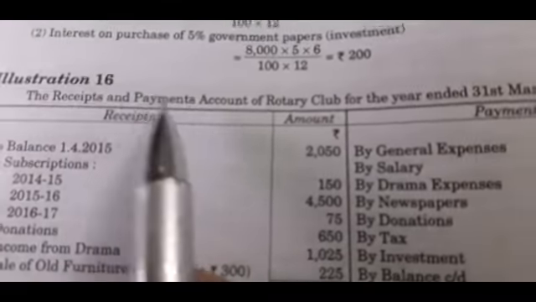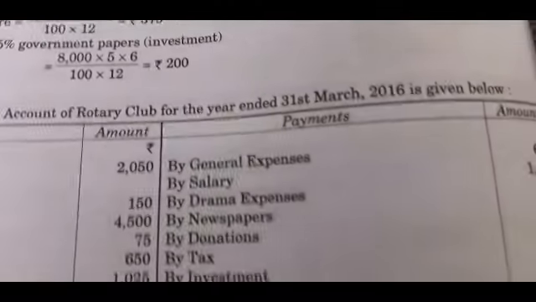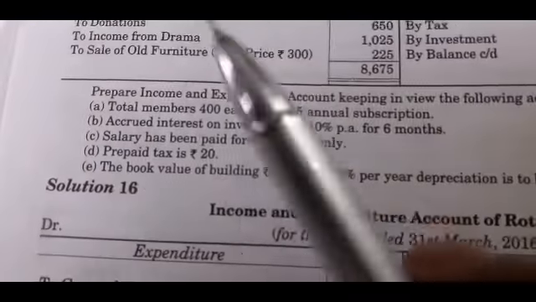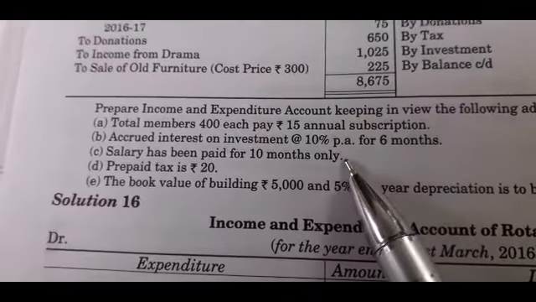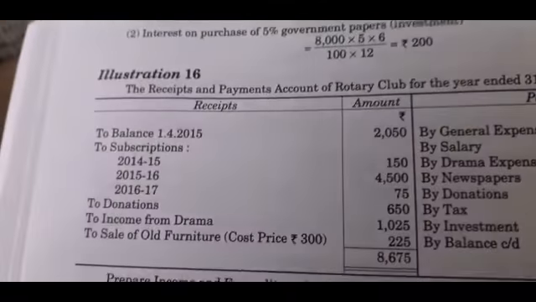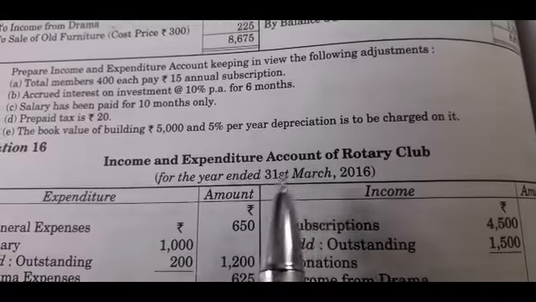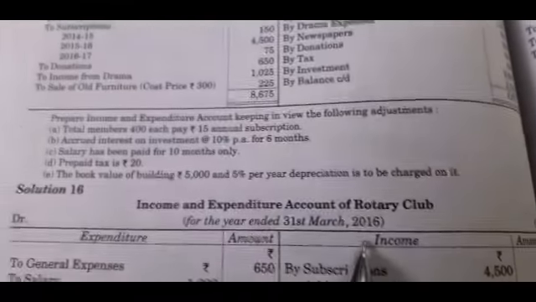The receipt and payment account of Rotary Club for the year ended 31st March 2000 is given. Receipts and payments. Prepare income expenditure account keeping in view the following adjustments, and few adjustments are given. So we have to prepare income expenditure account of Rotary Club for the year ended 31st March 2016.